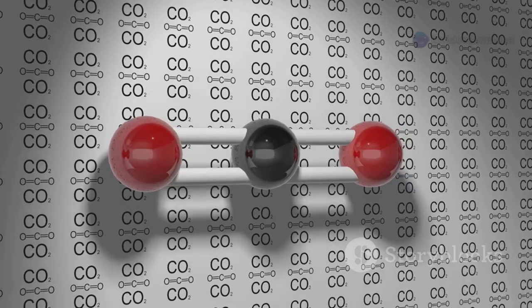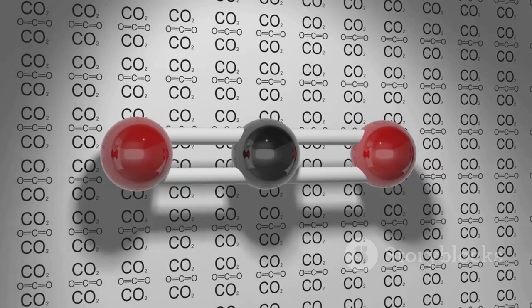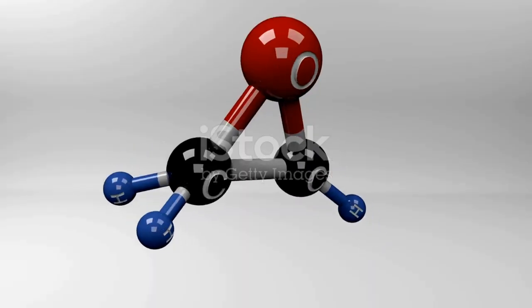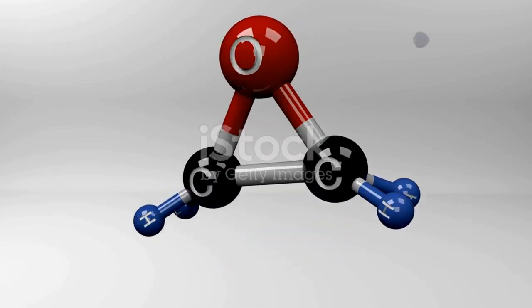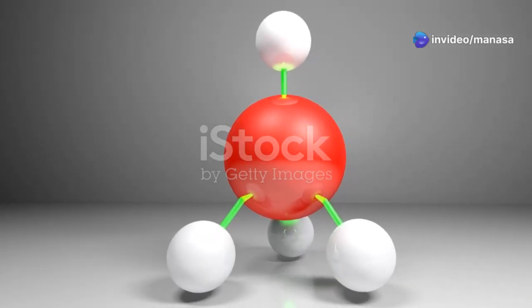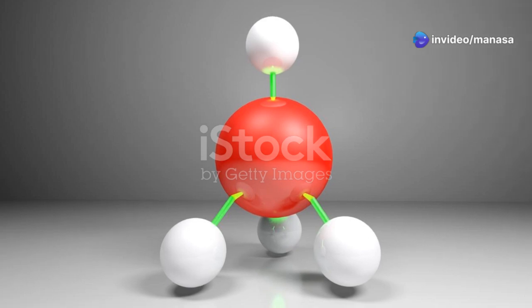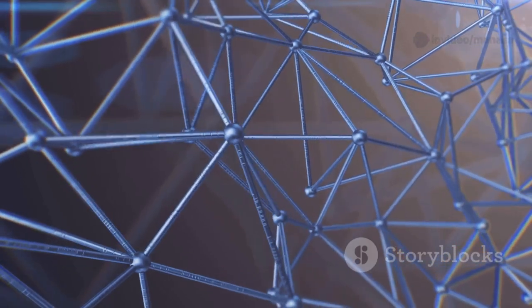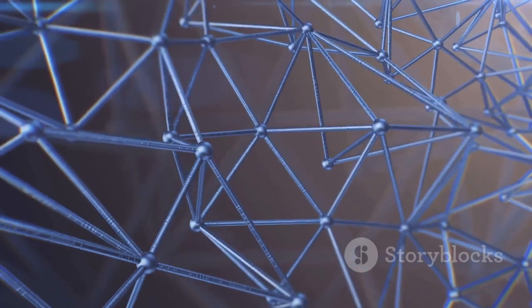Quick recap: sp means linear, with a 180-degree bond angle. sp2 is trigonal planar, with a 120-degree angle. And sp3 gives us that tetrahedral shape, with a 109.5-degree bond angle. Hybridization really makes bonding simple and shapes predictable.